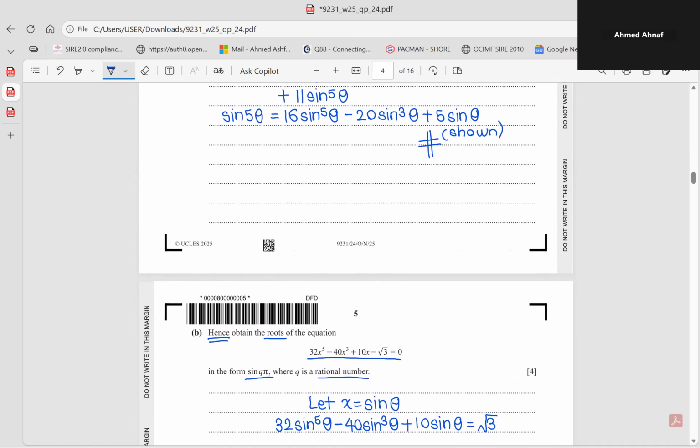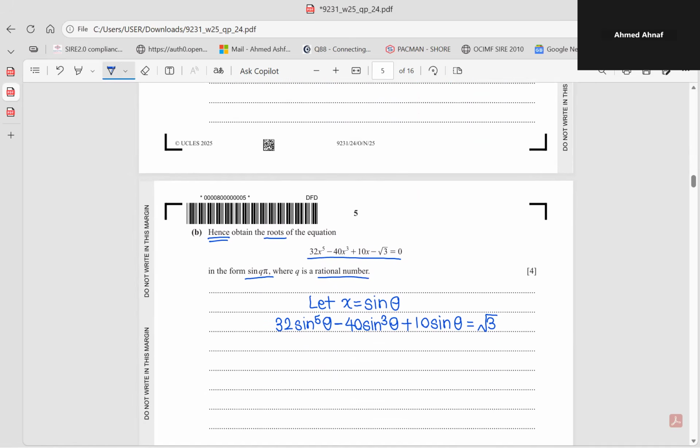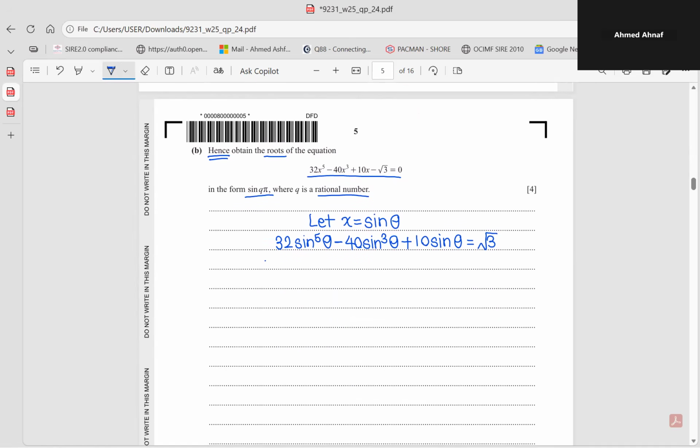So you can see the coefficient for sine 5 theta here is 16, here's 32. Sine cube theta is negative 20, here's negative 40. And for sine theta, here's 5, and here is 10. So it's just twice, okay? So we're just going to factor out 2 from here. So this will give us 2 times (16 sine 5 theta minus 20 sine cube theta plus 5 sine theta) equals square root 3.